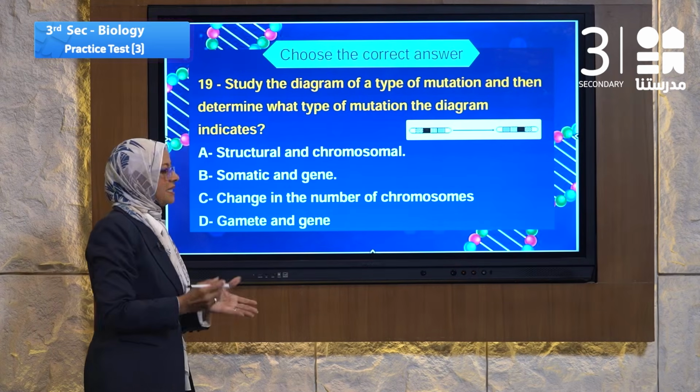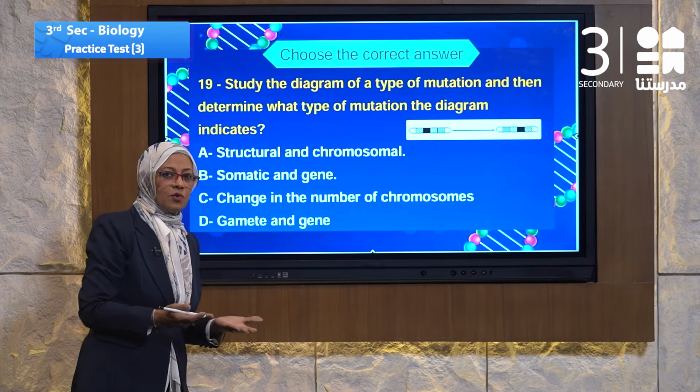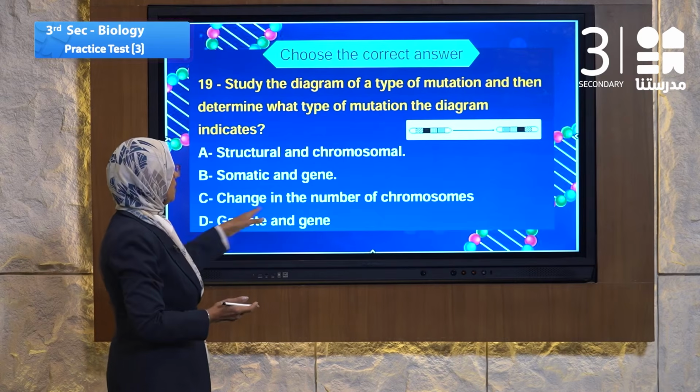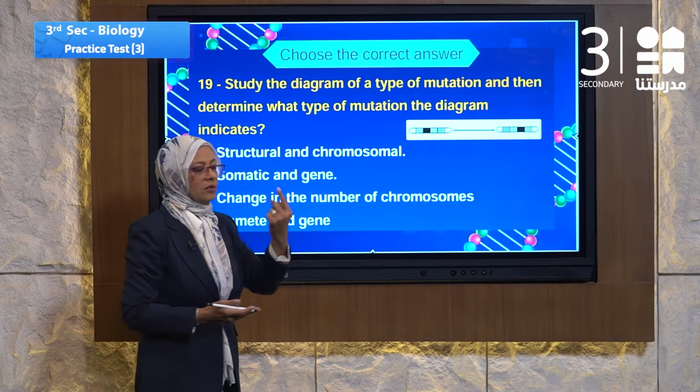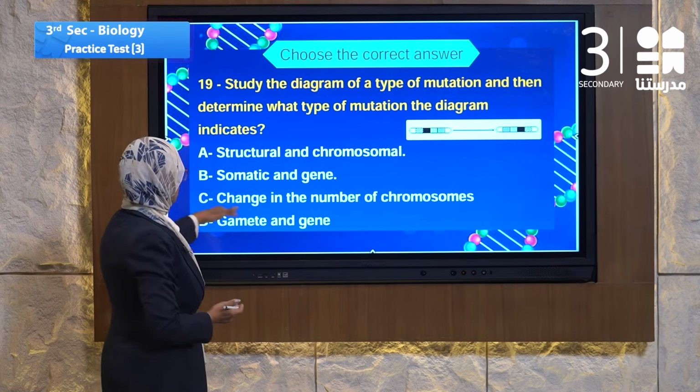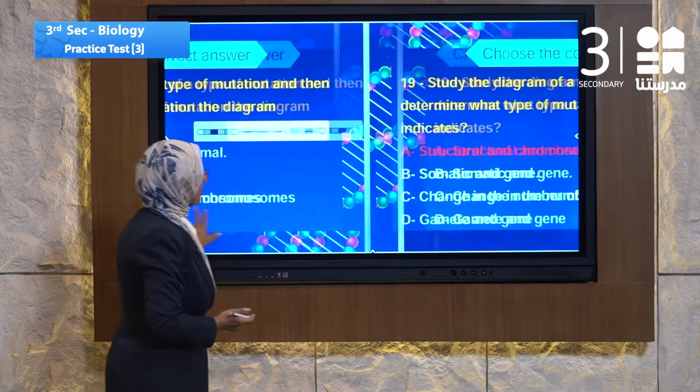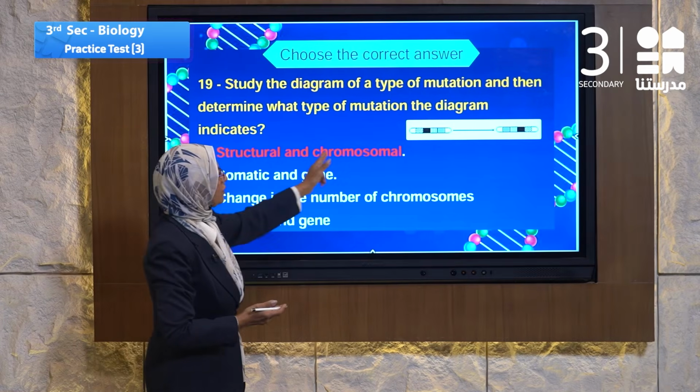Number D, gametes and genes. No gametes here. Maybe genes, change in the number of chromosome. There is only 1 chromosome. That's not somatic and gene. Yes, that's the structural and the chromosomal mutation.